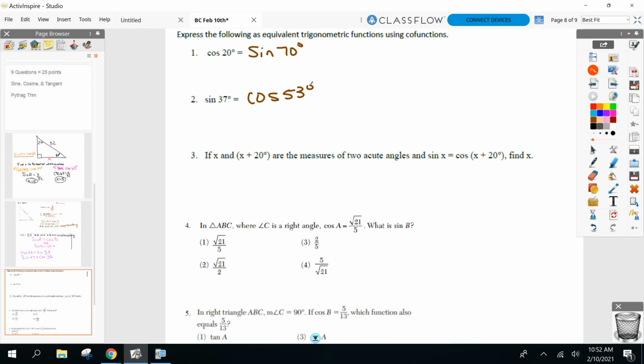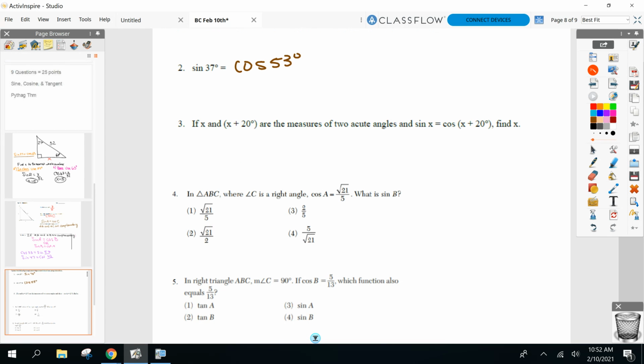Questions so far? We're all right? All right, let's go get nuts now. I don't like the wording of number 3. I'm going to actually add in something here, so if you could add it in too. If x and x plus 20 are the measures of 2 acute angles in a right triangle, and the sine of one of the angles is equal to the cosine of the other angle, what's the value of x then?